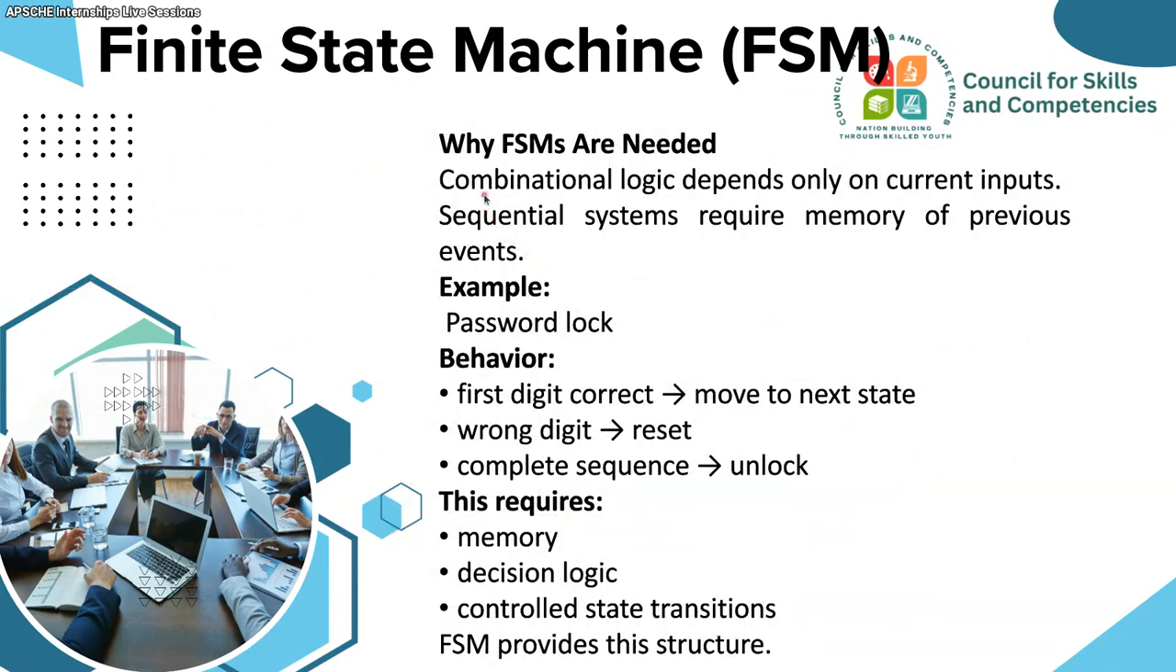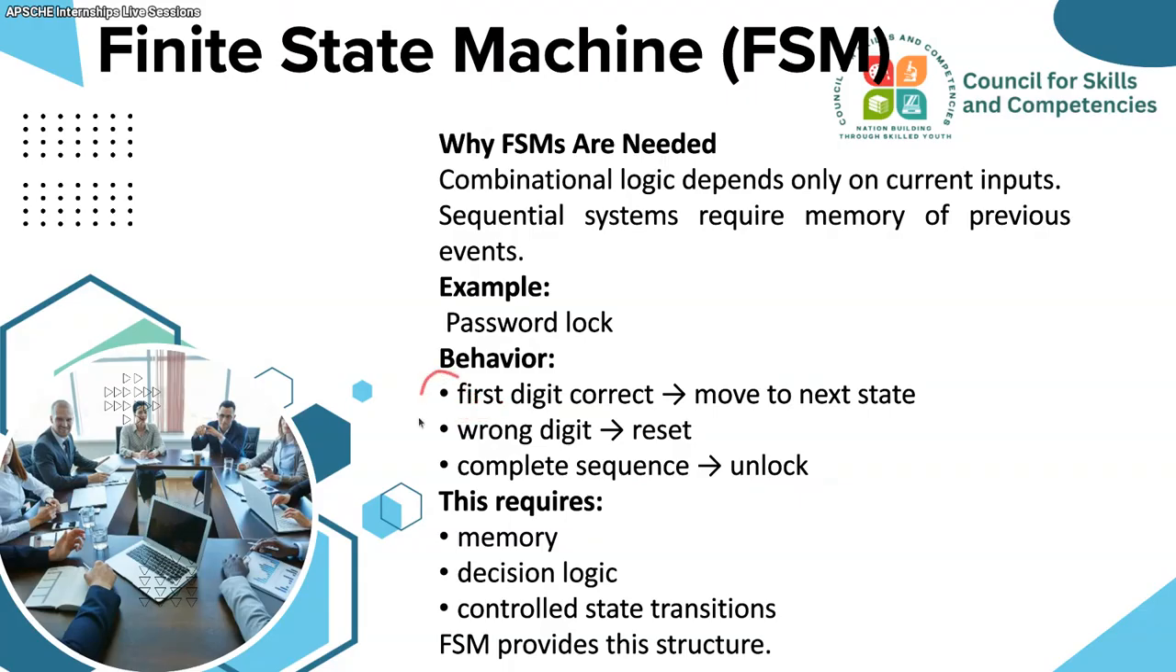Now the question is, why do we need the finite state machine? The combinational logic depends on the current input. A sequential system requires the previous event. For example, there is a password lock that we want to unlock. If the first digit is correct, it moves to the next digit. If the first digit itself is wrong, it will reset. So we need a state, a complete sequence, and then it will unlock.